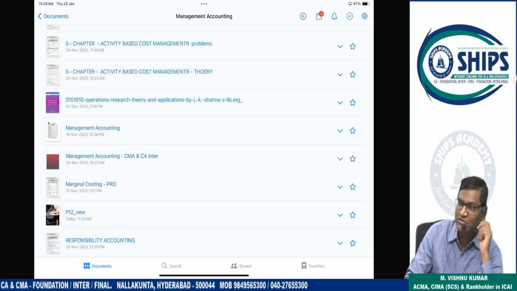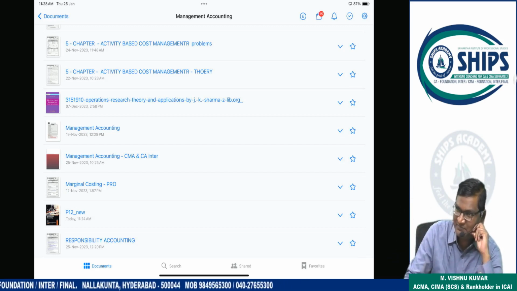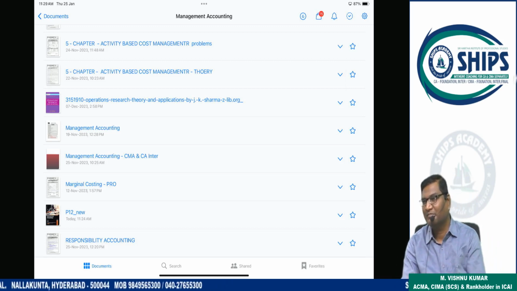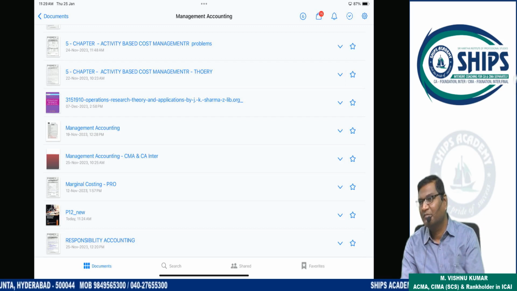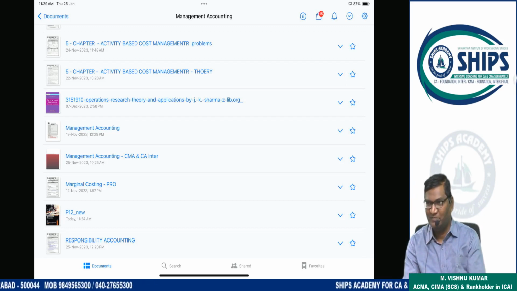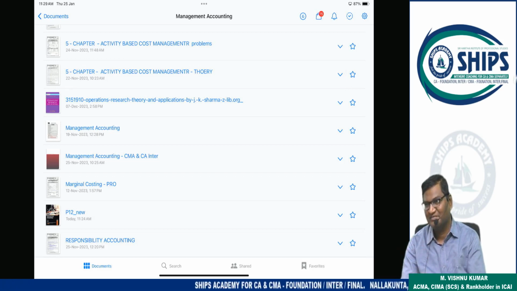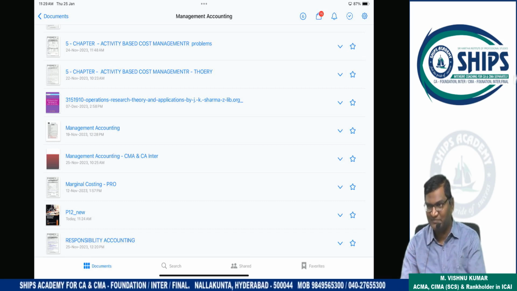Correct. Now cost and management, tell me the difference between both. Financial accounting and management accounting is completed now. Now you have to answer the cost accounting and management accounting differences. Very good. Cost control, cost ascertainment, cost reduction. Clear? So these are the areas of cost accounting. Management accounting, decision making. Correct. Very good.